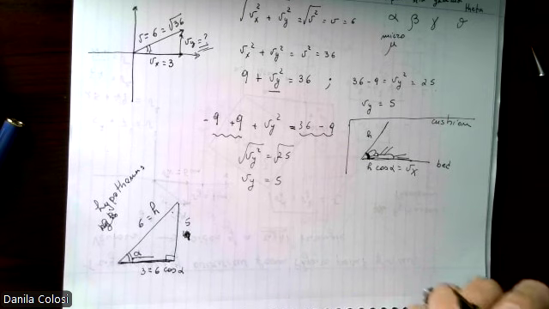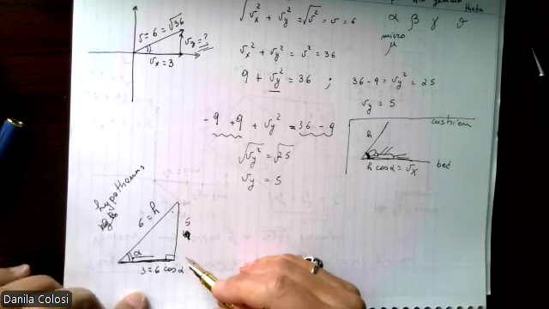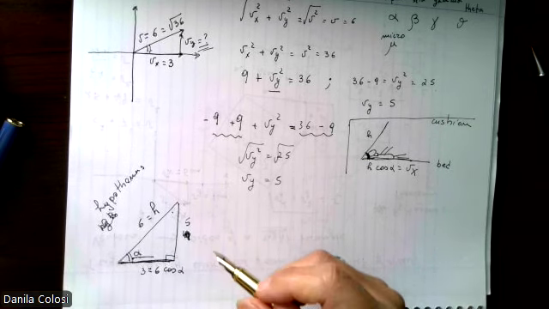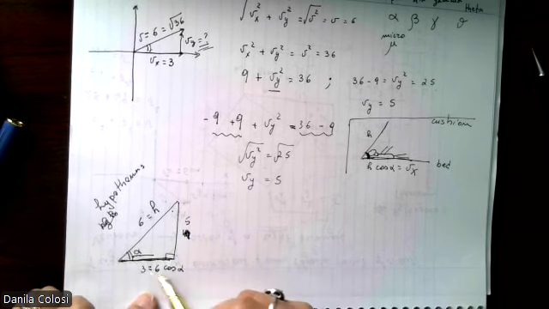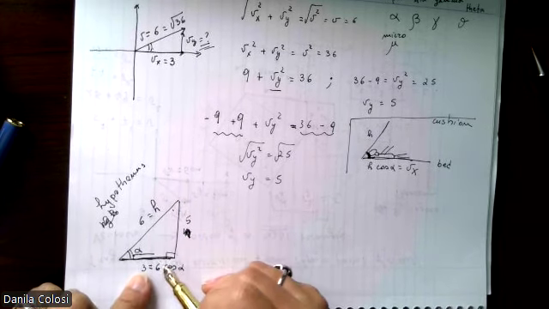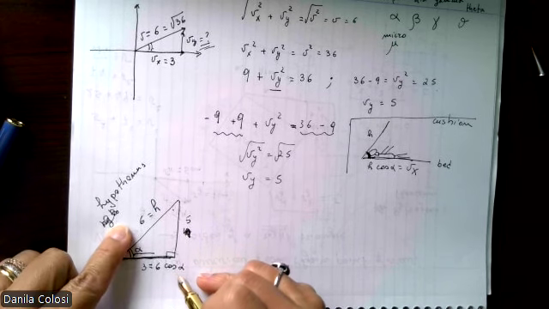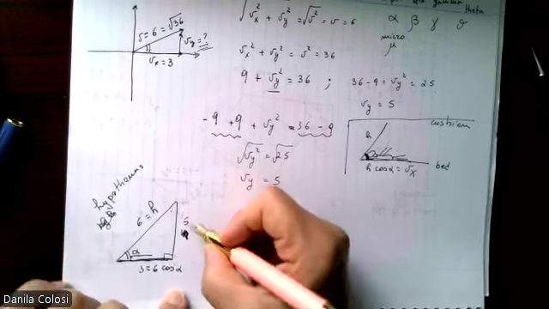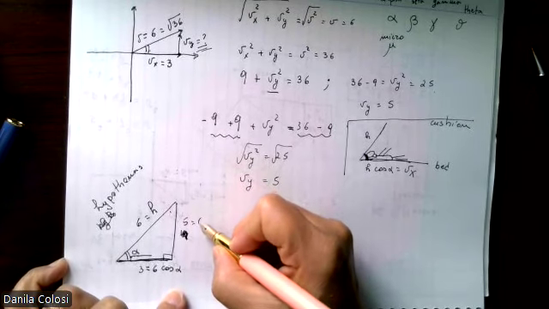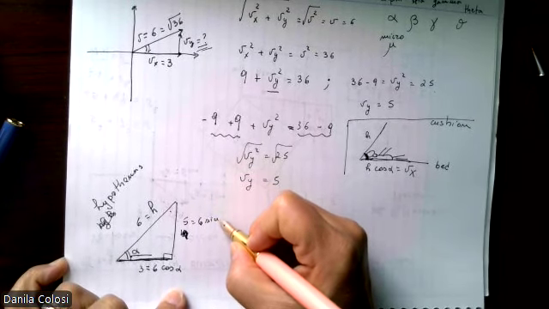Oh, SOHCAHTOA, that's what people say. But this is your hypotenuse. So this side here is equal to hypotenuse cosine alpha. This side here instead is going to be your hypotenuse sine alpha.